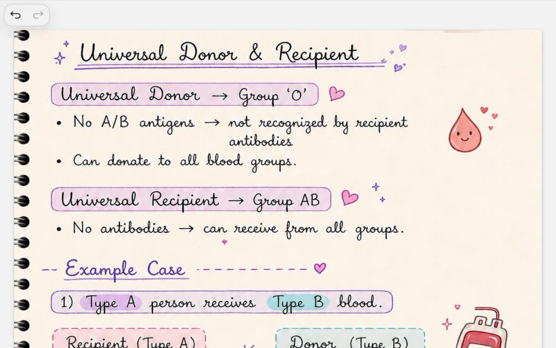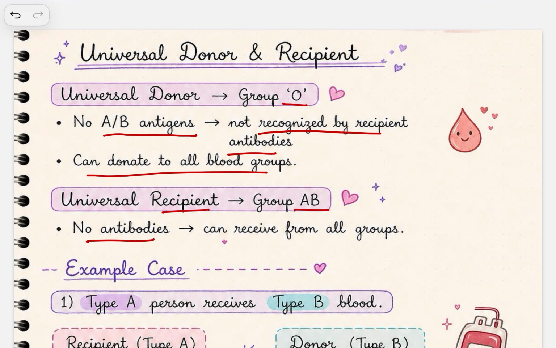Universal donor and recipient: blood group O is the universal donor. No antigen is present on O group, so it is not recognized by recipient antibody, and can donate to all blood groups. Universal recipient: AB is the universal recipient, no antibodies are present, so it can receive from all groups.